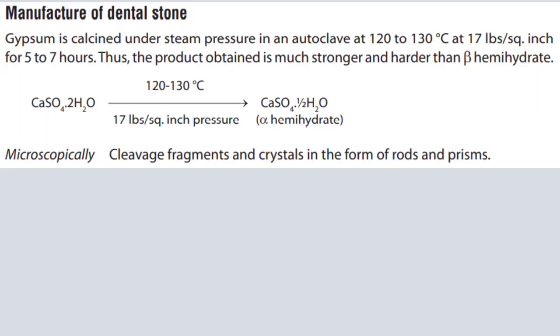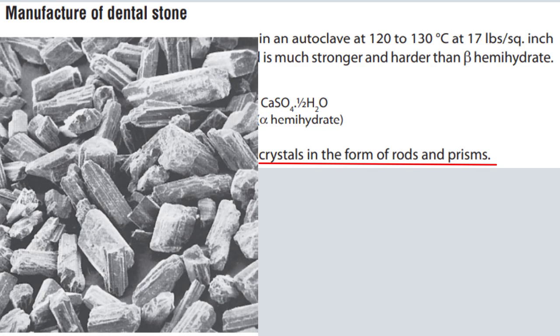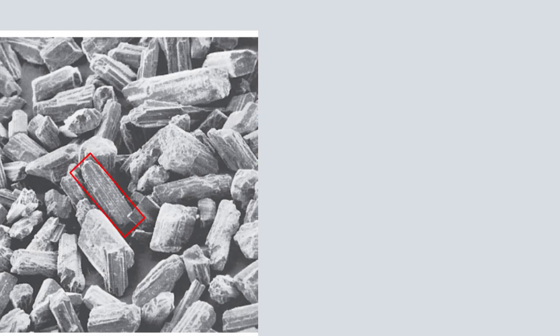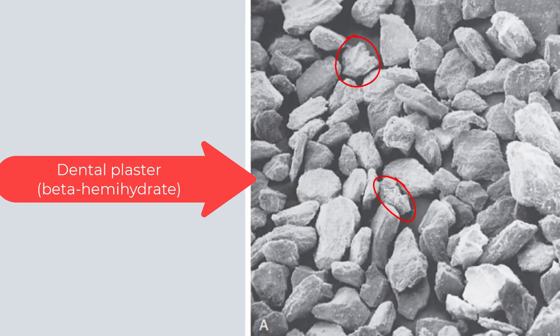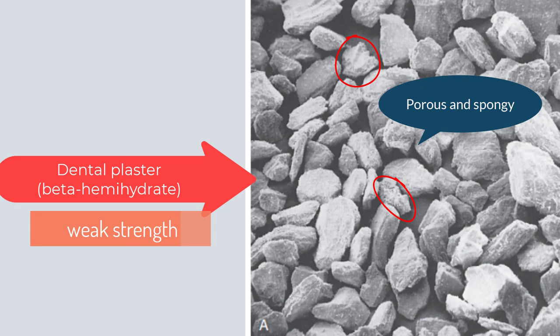When gypsum is heated in a wet environment or in the presence of steam, a crystalline alpha hemihydrate called dental stone is formed. And talking about the microstructure of it, the crystals are in the form of rods or prisms, whereas dental plaster, also called beta hemihydrate, is characterized by sponginess and irregular shape and is porous. The dental plaster has weaker strength than the dental stone.